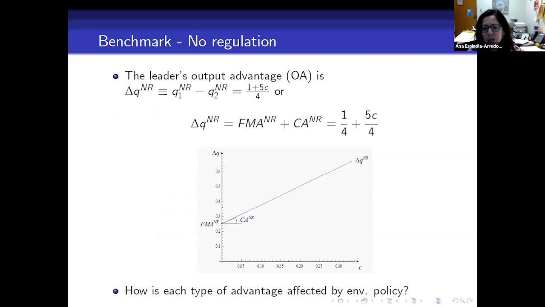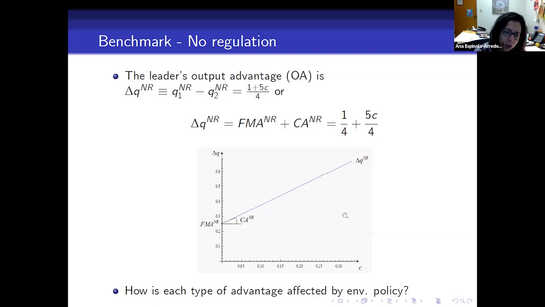And now I will represent this difference as a line. So you will have the intercept and the slope of the line. When C is equal to 0, so when firms are completely symmetric, the leader's output advantage is mainly explained by the first mover advantage. Now, as firms become more asymmetric, the leader's output advantage is also explained by the leader's cost advantage, right? So as C increases, so as the leader becomes more efficient, then the leader's output advantage increases.